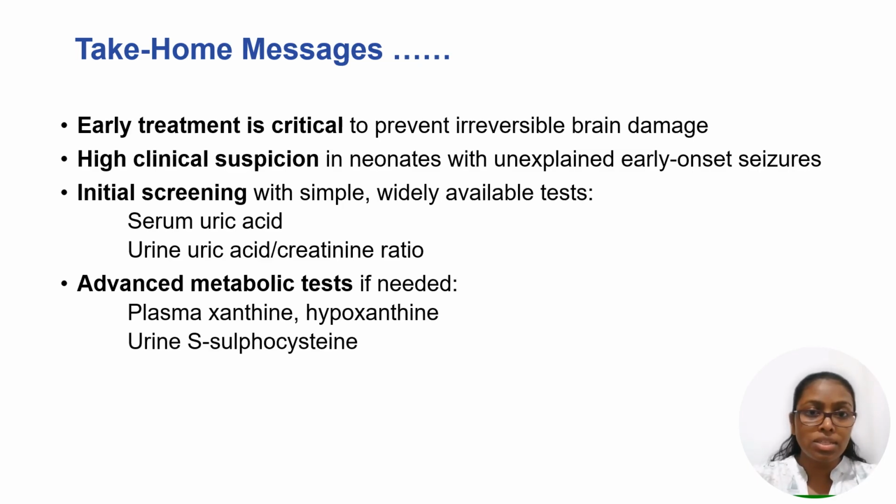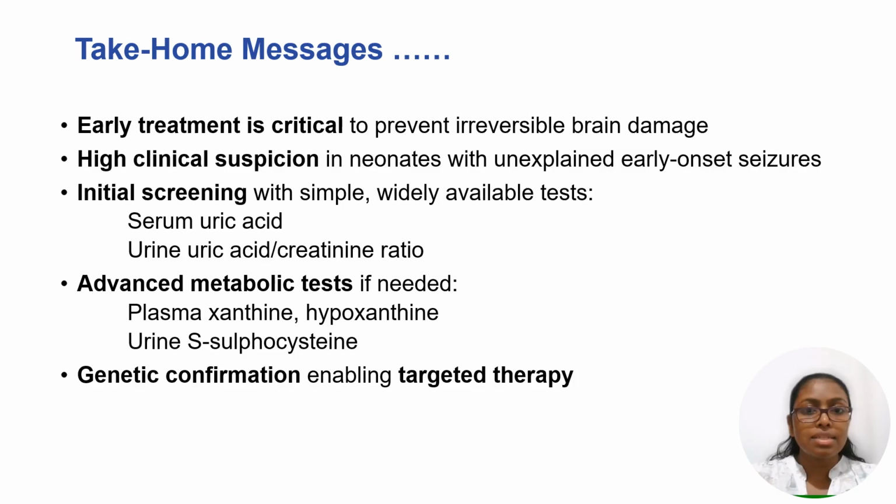If these are suggestive, more advanced metabolic investigation should be pursued: plasma xanthine and hypoxanthine with urine S-sulfocysteine. Finally, genetic testing is essential for confirming the diagnosis of molybdenum cofactor deficiency, identifying the specific gene involved, and enabling targeted therapy. Family genetic counseling is also important for future pregnancies.